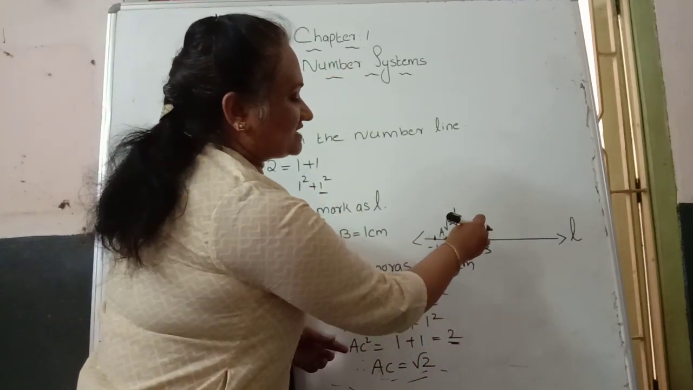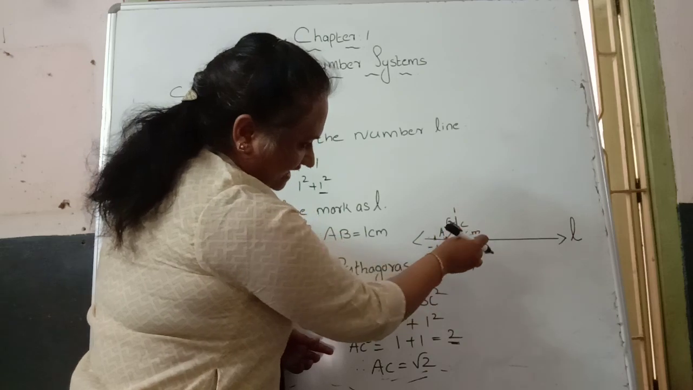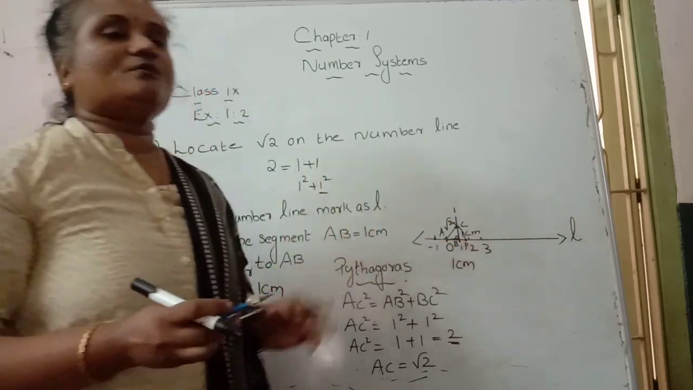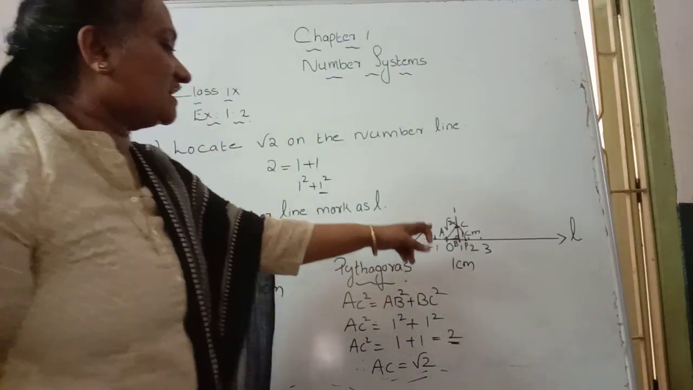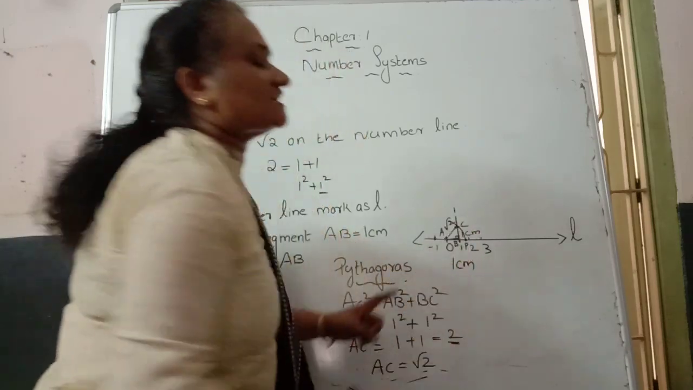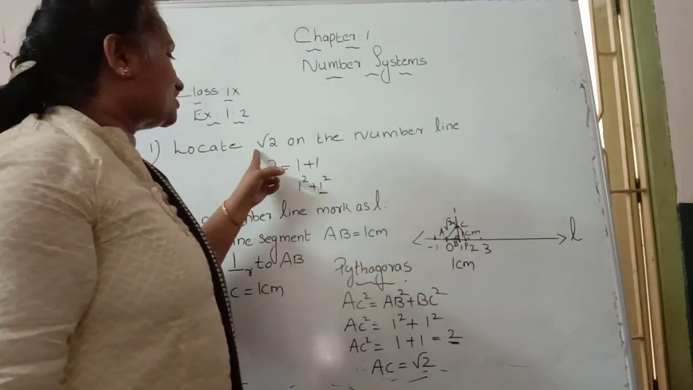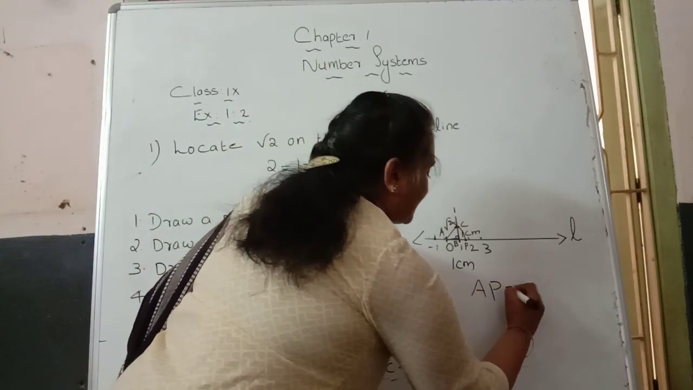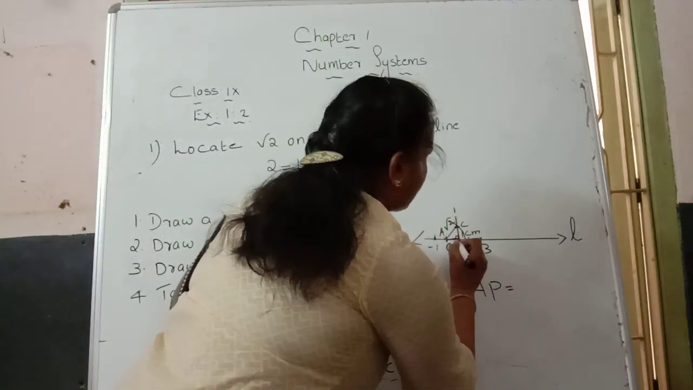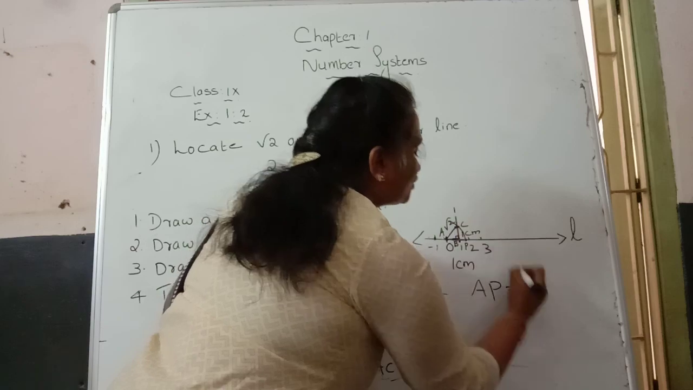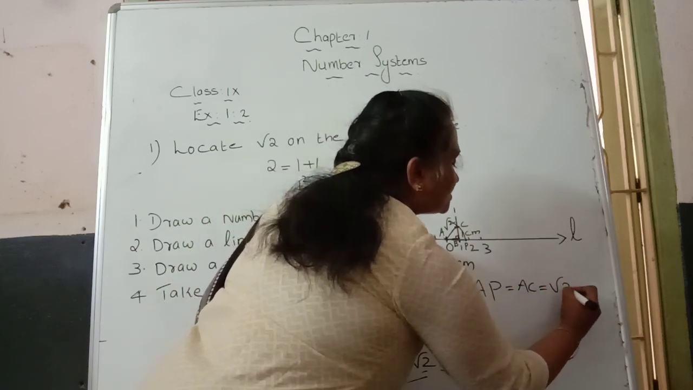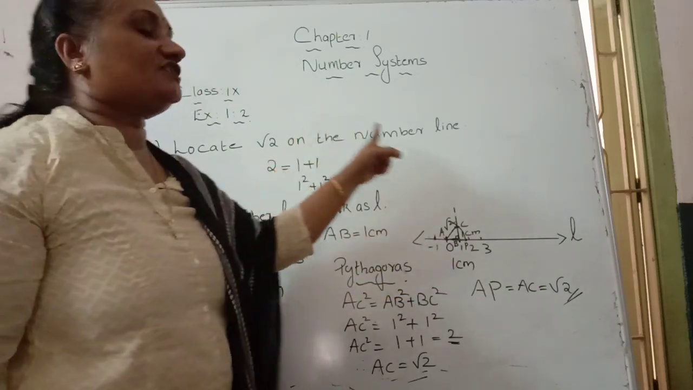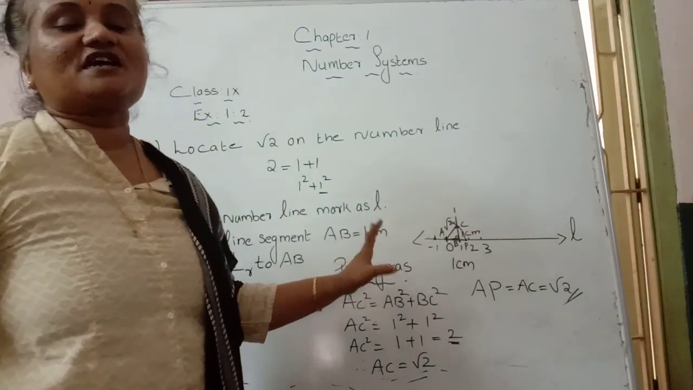With A as center and the AC distance, draw an arc through C. That arc cuts our line L, and you mark that cutting point as P. So the A to P distance represents our required measurement, root 2. The AP distance and the AC distance are equal to how much? Root 2. This is the construction of root 2. Root 2 is constructed on the number line in this way. I hope you can understand.